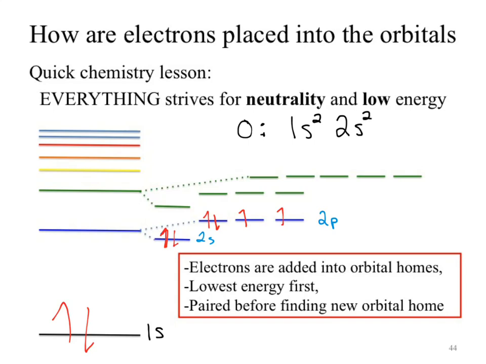What's my next energy level? 2p. How many electrons are found in my 2p orbitals? 4. Okay. Is it possible to subdivide your p orbitals out? Yes. You are not typically asked to do that.